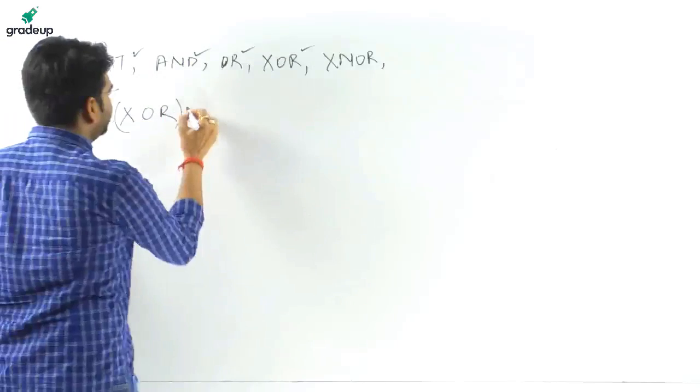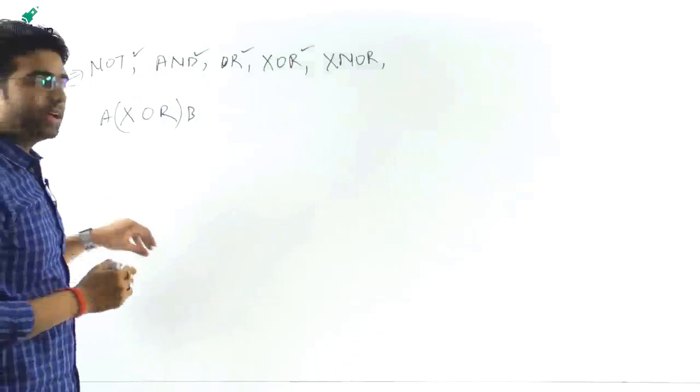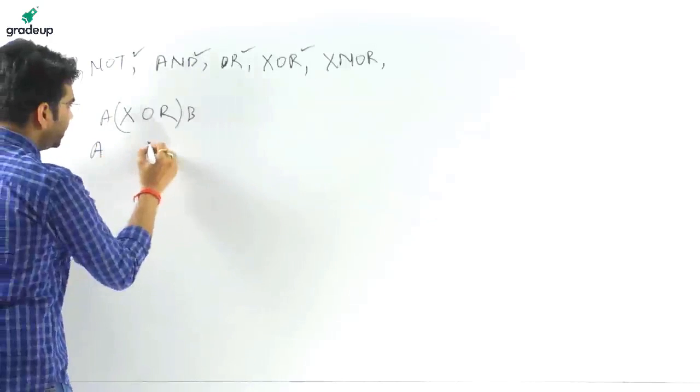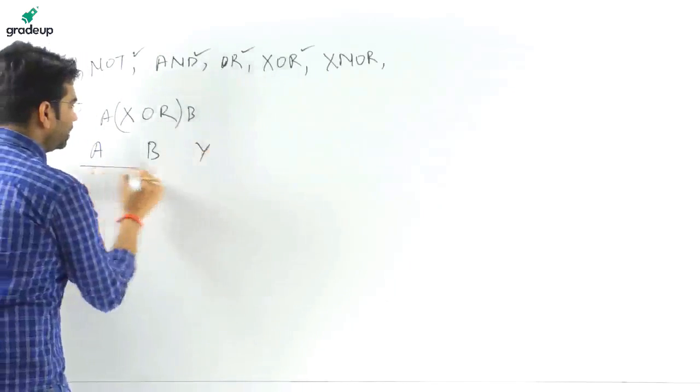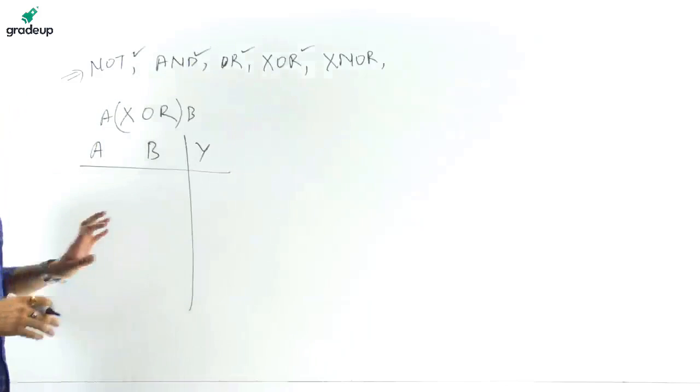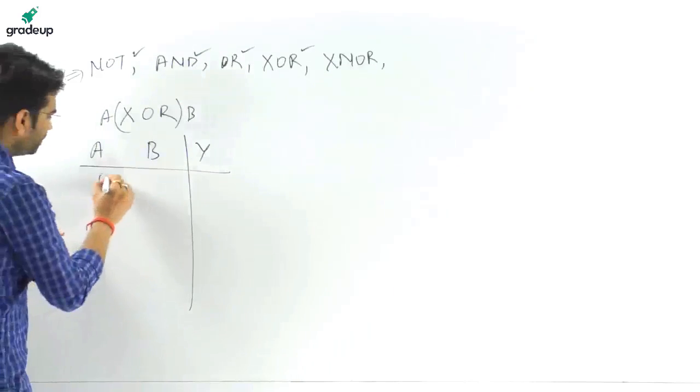A XOR B. What will be the truth table of A XOR B? It is A, it is B, it is Y. The output I am going to take by default as Y only.